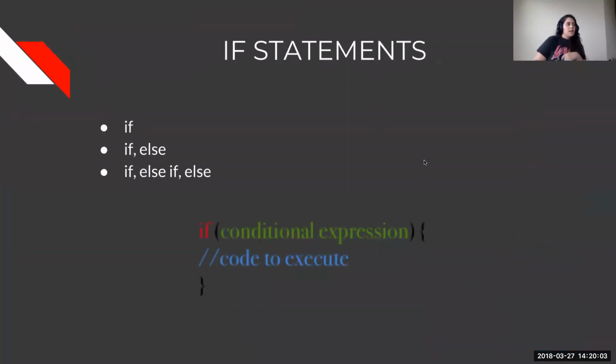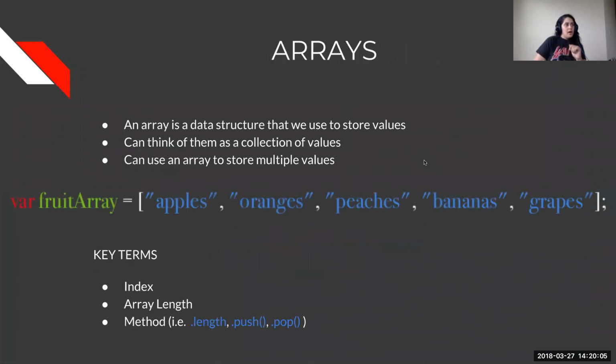So we'll go ahead and jump to the next topic of arrays. An array is a data structure that we use to store values. You can kind of think of them as a list of items or values or elements. You can use arrays to store multiple values.